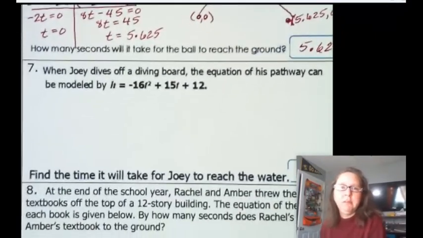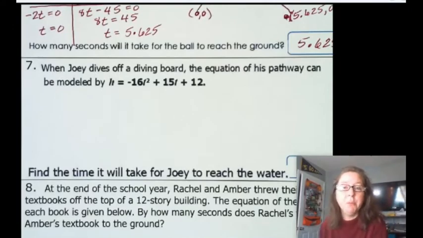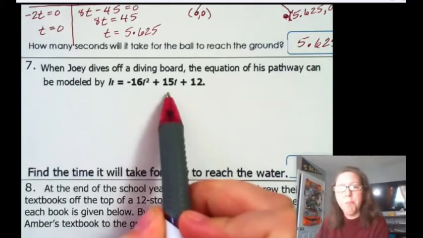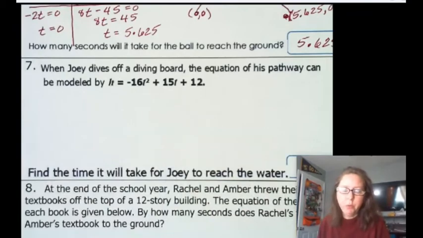All right, let's look at 7. When Joey dives off a diving board, the equation of his pathway can be modeled by this equation. So let's think about all the different methods that we know. This has a bx term, so I can't do it by taking square roots. What are our other methods?